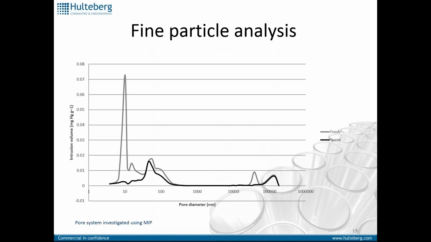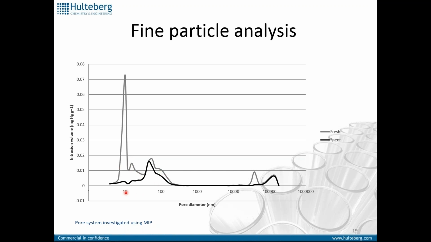And they normally look something like this, where you have the pore diameter on this axis, and then you have the intrusion volume, the millimeter or milligram of mercury that can be intruded per gram of catalyst, and it gives you a distribution of pores.